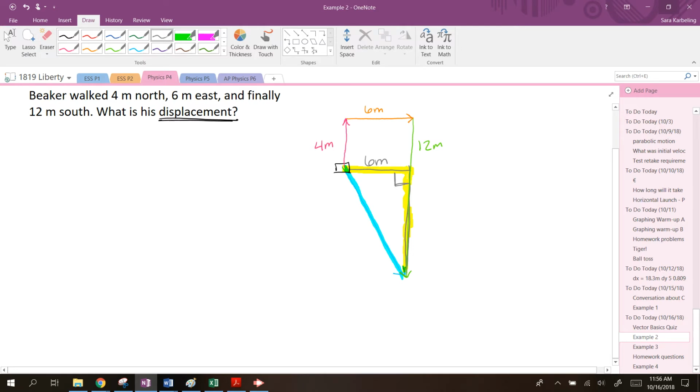12 minus 4, what Jordan tells me is 8. You with me there? Is that okay? So I've got a side that's 6 and a side that's 8. And then I can use the Pythagorean Theorem, or I can use my nice 3, 4, 5 right triangle on this one in particular to tell the length of this side.